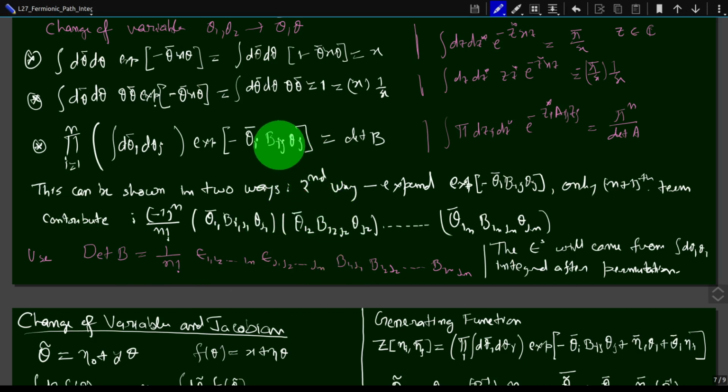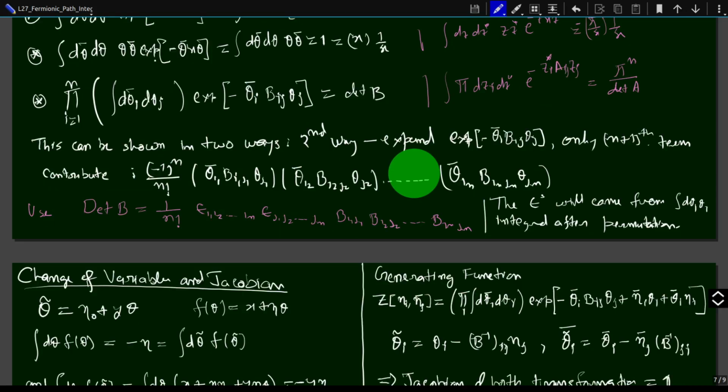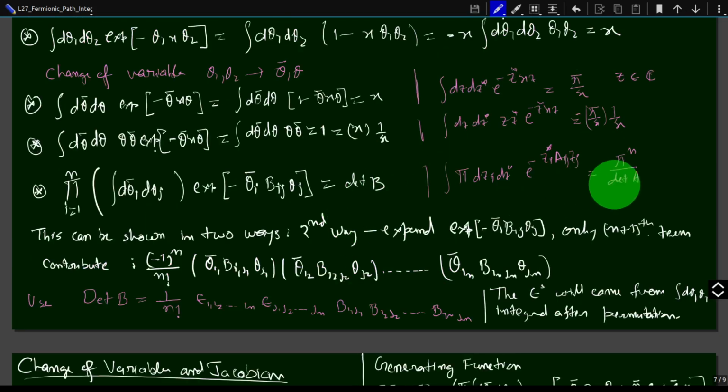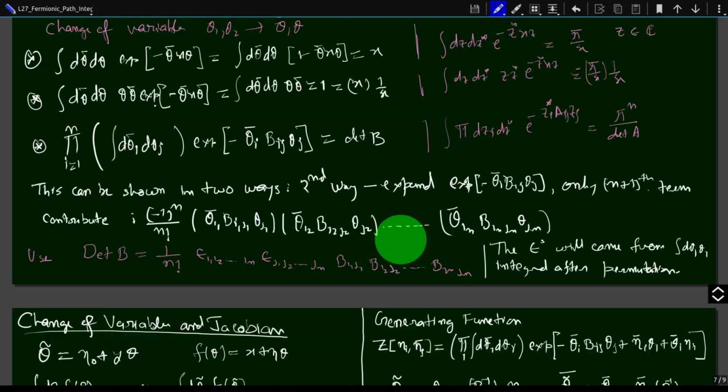But if you don't want to do that, then you use exactly what you did for the real or complex number case, which is to diagonalize this matrix Bij. Okay, and then look at that. But we already see that for Grassmann numbers, the determinant will sit in the numerator, not in the denominator.